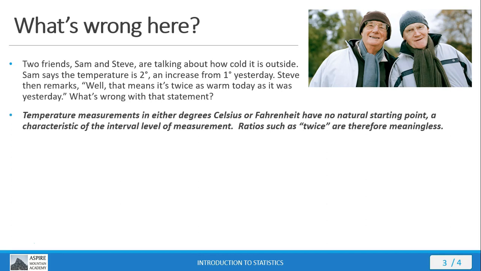Well, temperature measurements in both the Fahrenheit and Celsius scales have no natural 0 point. Here is a characteristic of the interval level of measurement. Twice, however, is a word indicating a ratio, and that's what's wrong here. You're using a word for ratio data to describe interval data.